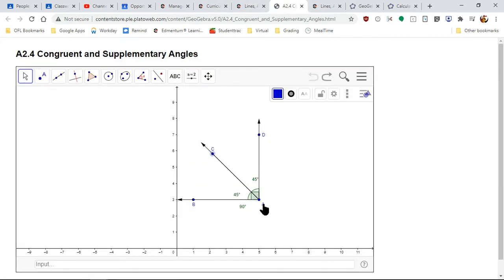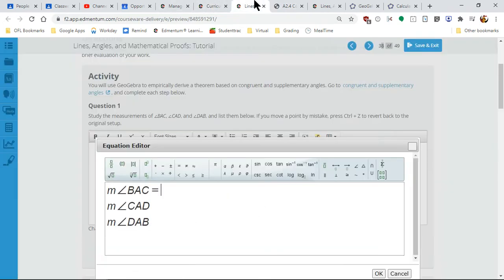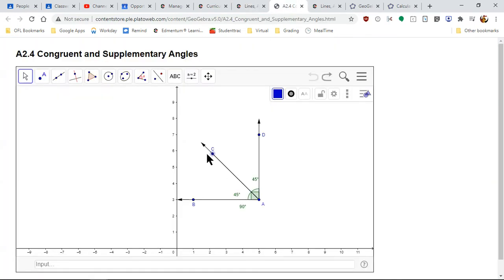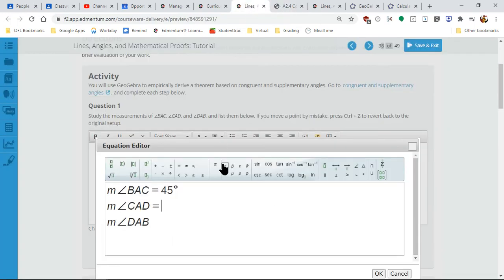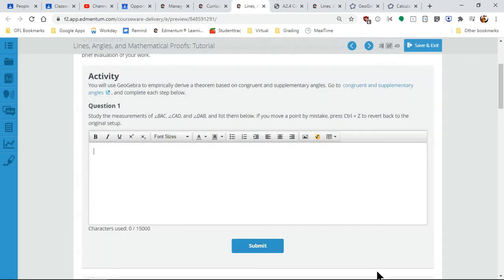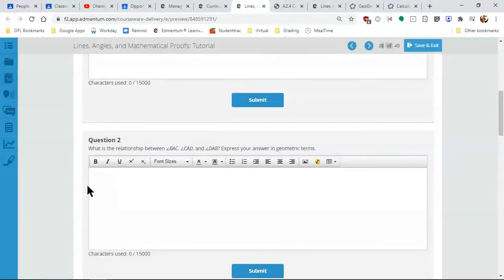So if I go here, BAC, that right there is going to be our 45 degrees. Go here, 45. I want to get fancy, put my little degree symbol, which is equal to CAD. So CAD, that's also 45 degrees. And the last one here is going to be our 90-degree angle. So just post those there, and that's all you have to do for that one, it looks like.